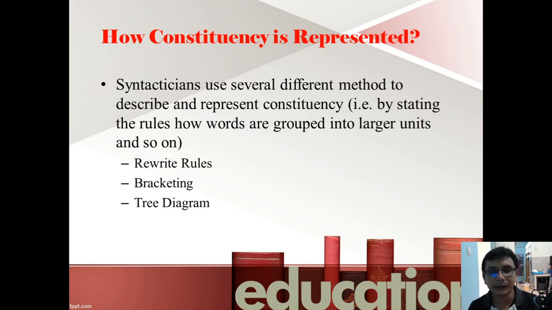So how is constituency represented? Syntax has different methods of describing or representing this phenomenon of constituency. That is by stating the rules of how words are grouped into larger units, and these larger units combine into even larger units, and so on, up to the sentence as the largest unit of analysis in syntax. There are basically three ways. The first one is called rewrite rules, the second method is called bracketing, and the third is tree diagram.